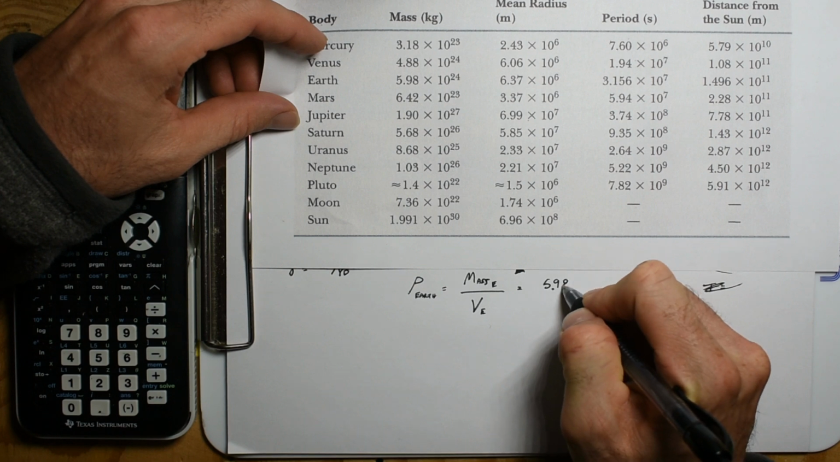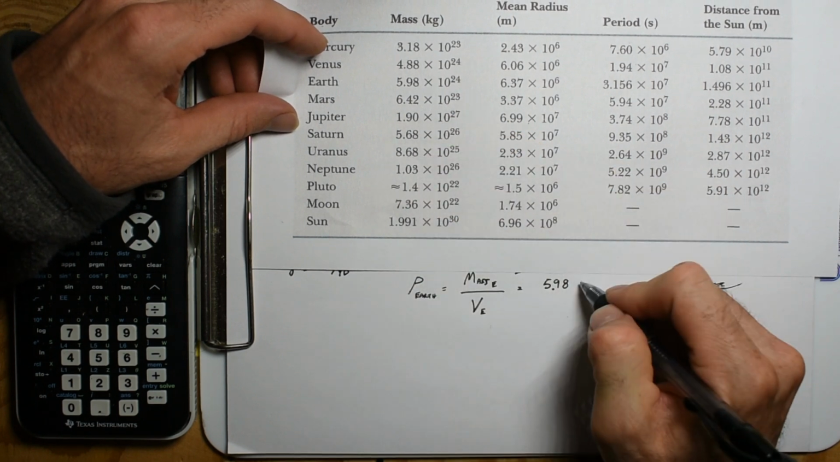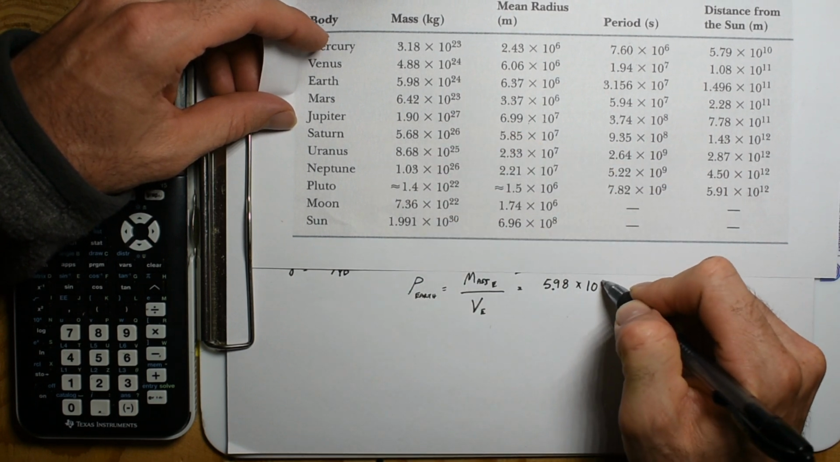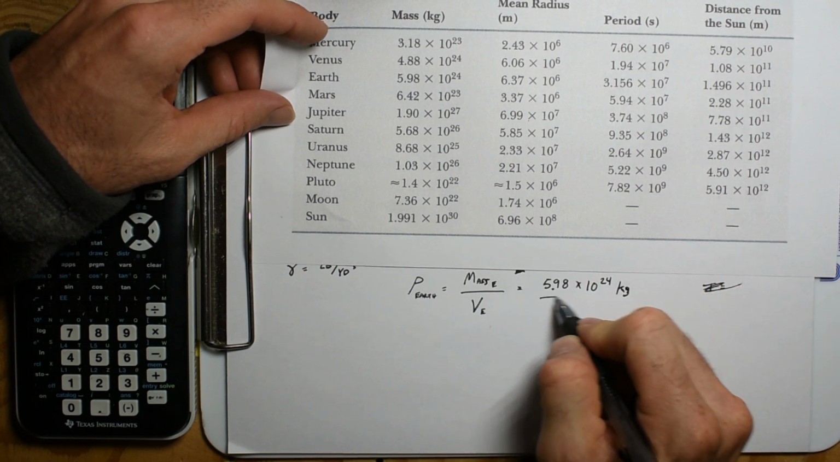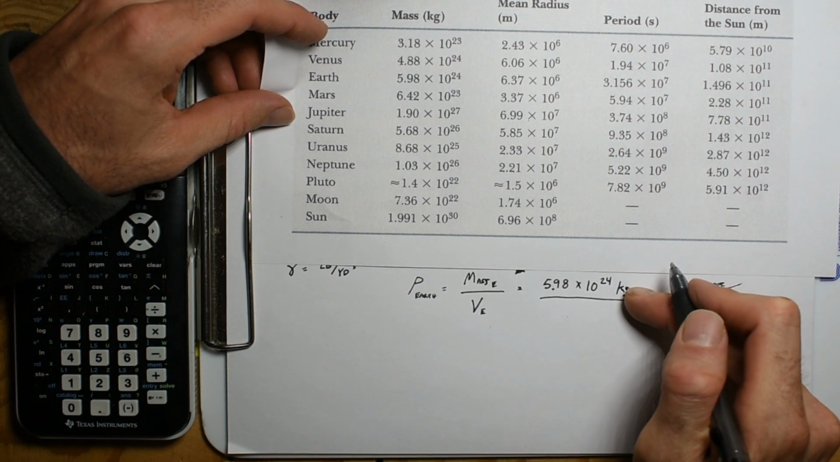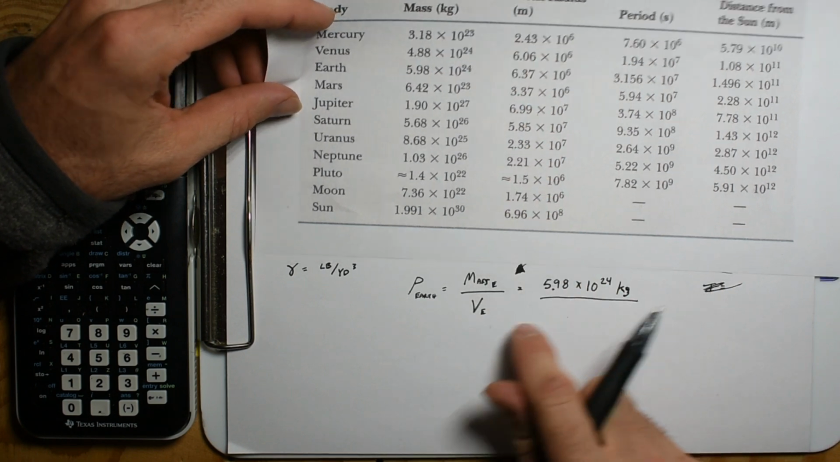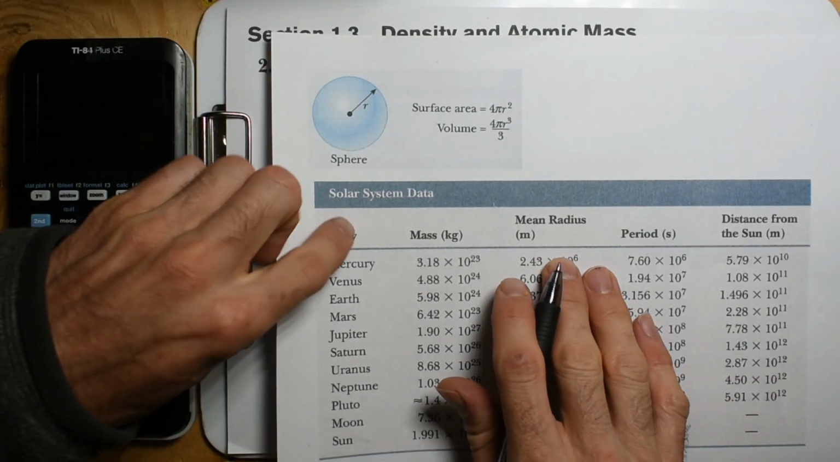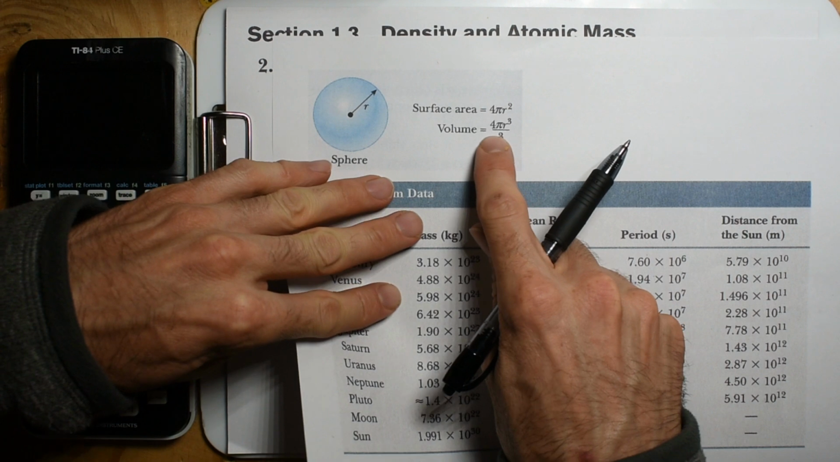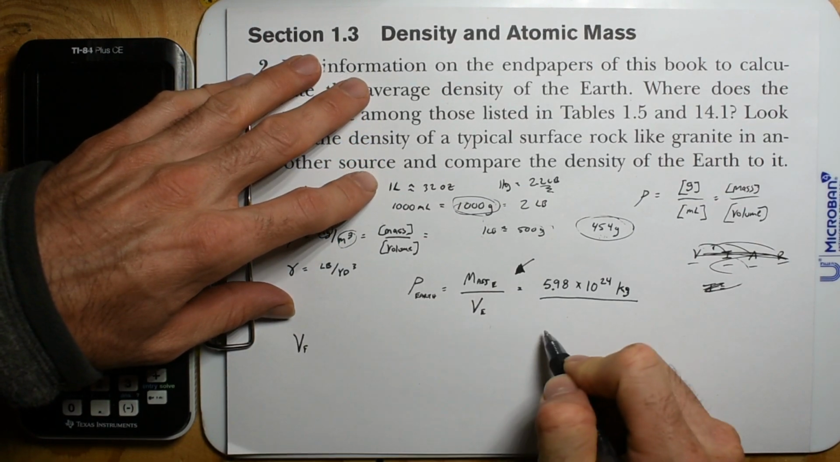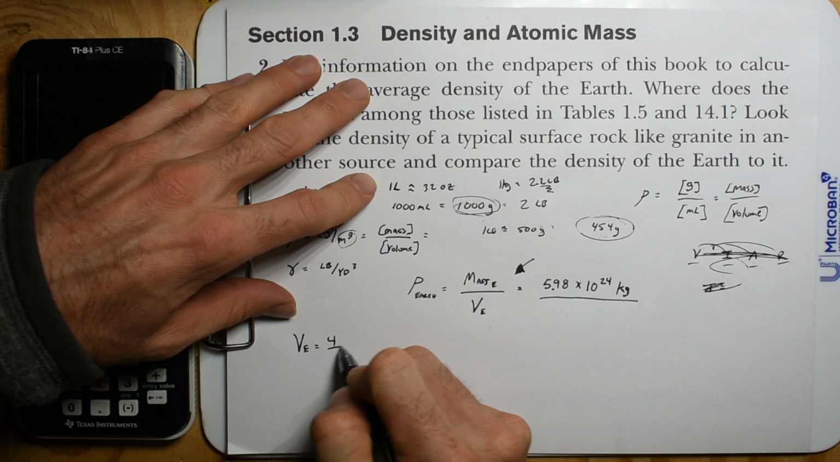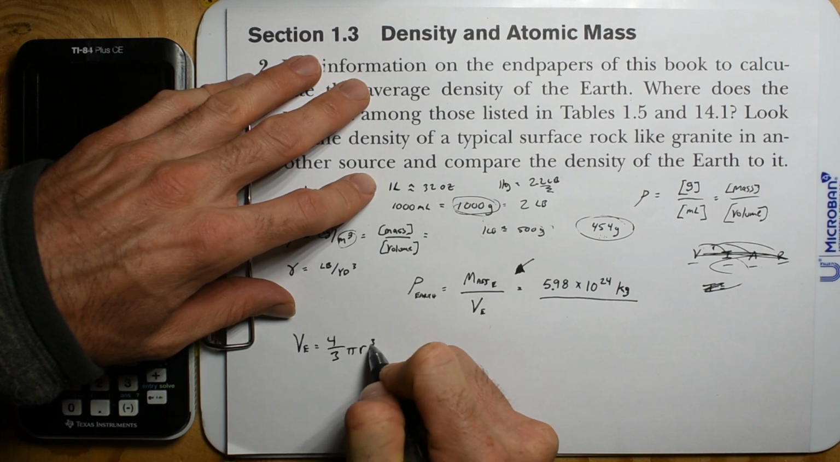I have a real tendency to just go for the problem, because I want to spend time learning other things. But we want to make sure our units are right. So we have kilograms. And then the volume of the Earth, well, we need an equation for volume. Volume is 4/3 pi r cubed. So the volume of the Earth is going to be 4/3 pi r cubed.